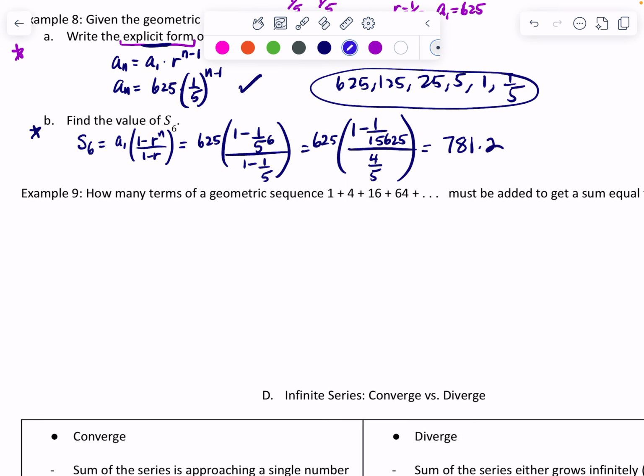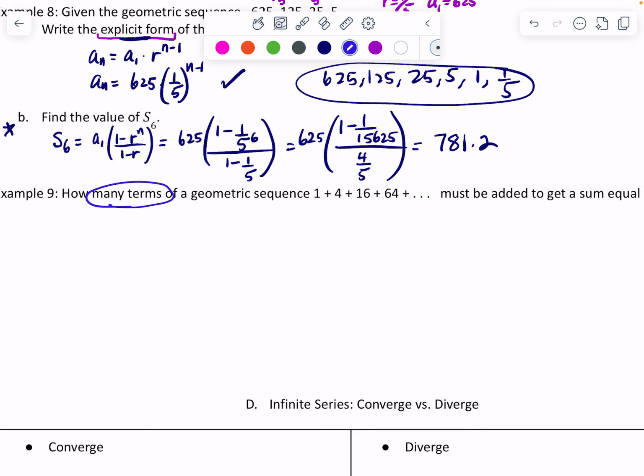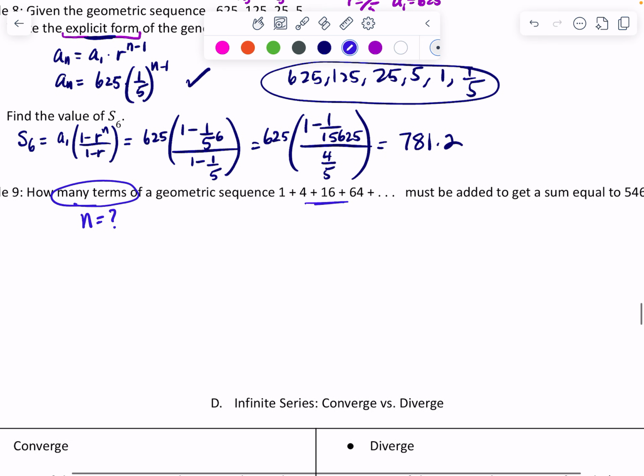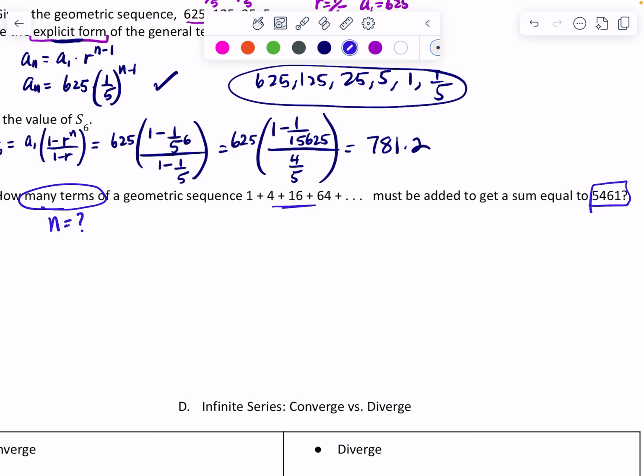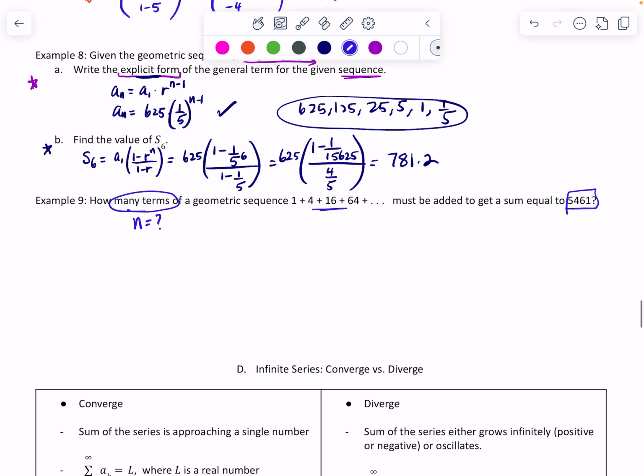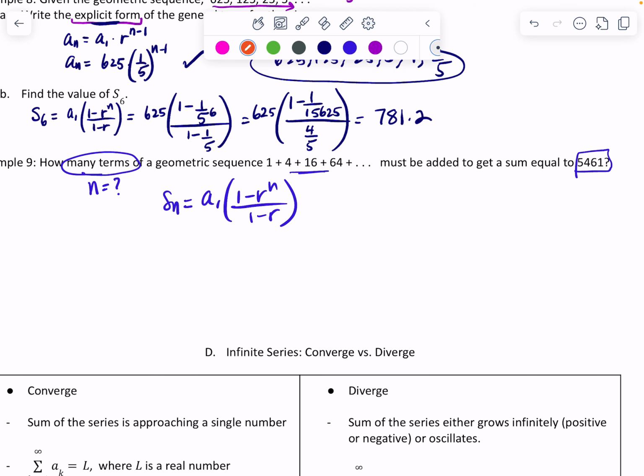Alrighty, moving on. This is another type of question, saying how many of these terms do we need for the sum to equal 5461? It's a geometric series, so again, the same formula: a1 times (1 minus r^n) over (1 minus r). n is what we're trying to find. All other pieces of information are given. The sum is given, I know the first term, and I know r.